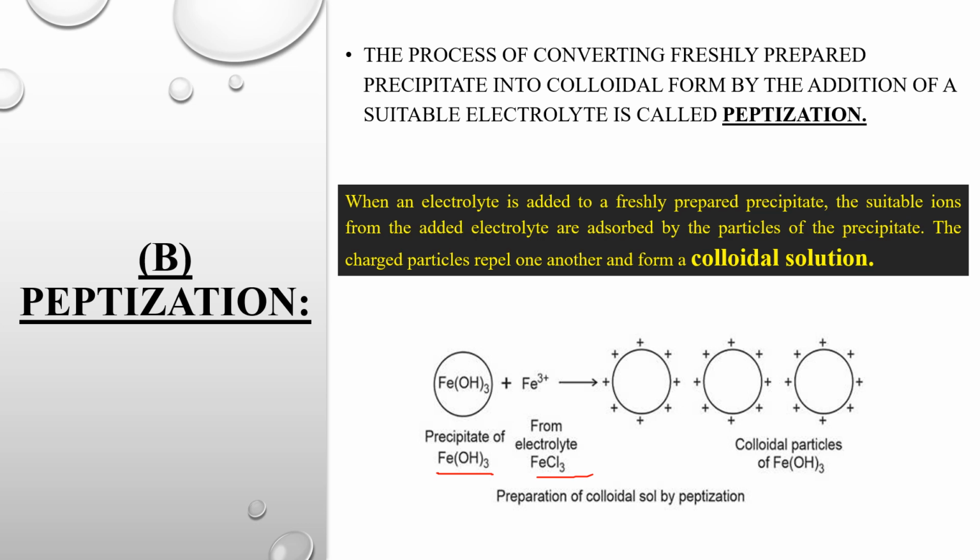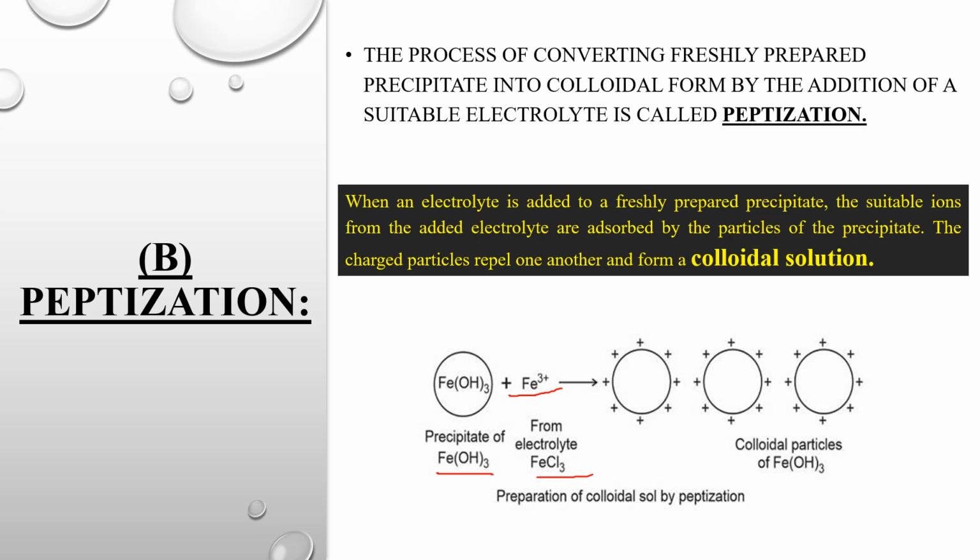So here what will happen? The common ion between precipitate and electrolyte, that common ion from the electrolyte will be adsorbed on the surface of the precipitate. Since here Fe3+ is common, that Fe3+ will adsorb on the surface of Fe(OH)3. Suppose this is the precipitate. Here it is the precipitate, and this precipitate will be surrounded by the Fe3+ ions, and they will form a colloidal particle.